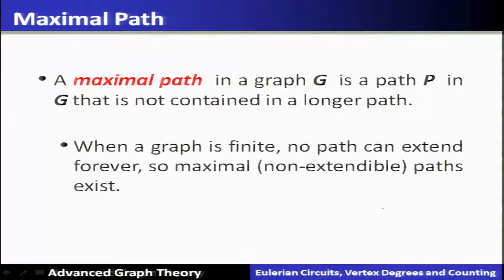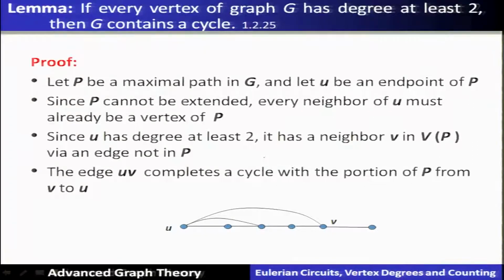So, maximal path. A maximal path in a graph is a path P in that particular graph G that is not contained in a longer path. When a graph is finite, no path can extend forever. So, a maximal path exists in graphs which are finite, and those are what we are going to consider. In finite graphs there exists a maximal path, and we will use it in extremal conditions. So, let us see the lemma which states that if every vertex of a graph G has degree at least 2, then that graph G contains a cycle.